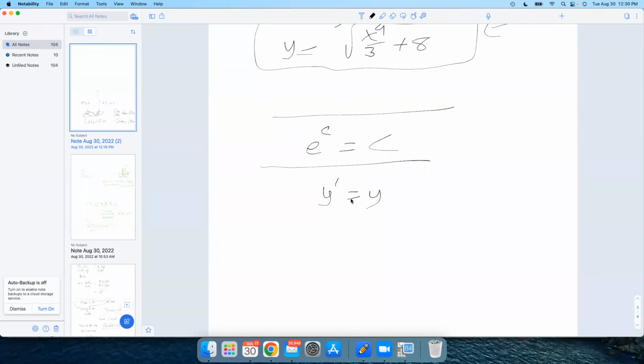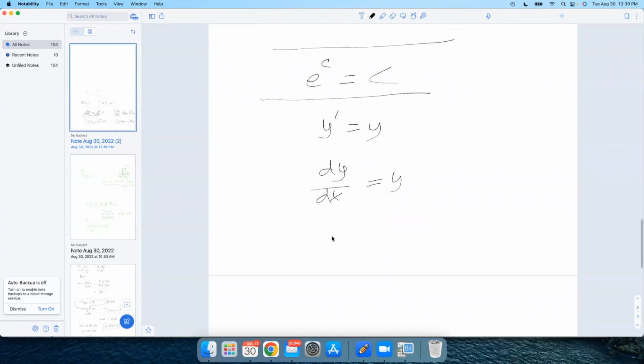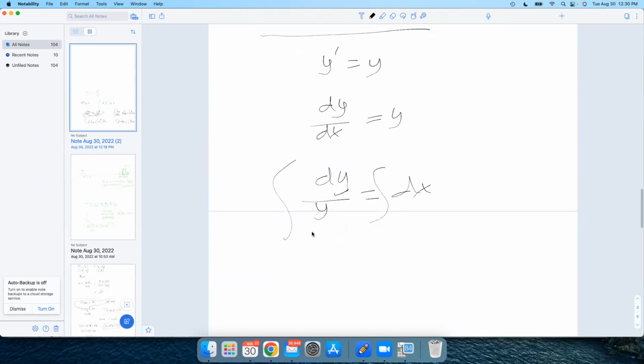This is a separable DE. I could write this as dy/dx equals y. I get all my y's to the left side, dy over y, all the x's to the right, and then I integrate both sides. The antiderivative of 1 over y is the natural log of the absolute value of y. The antiderivative of dx is x plus C. That's where the plus C comes in when you integrate both sides.